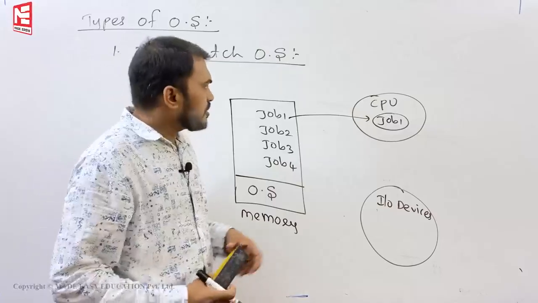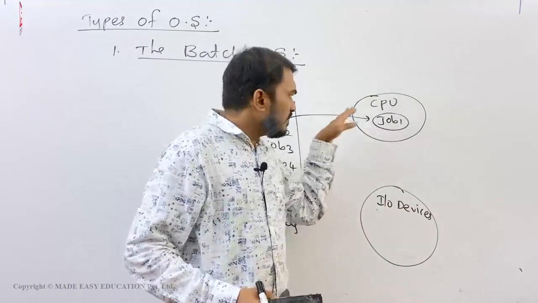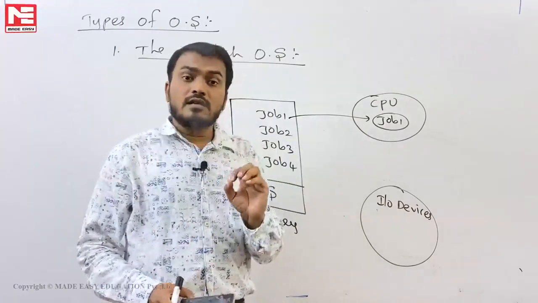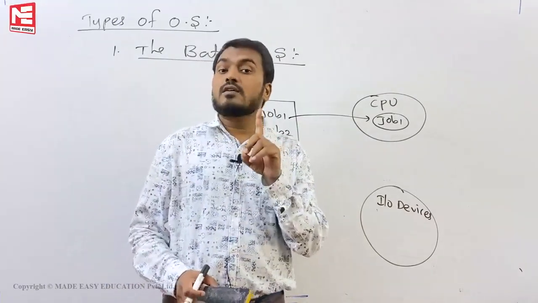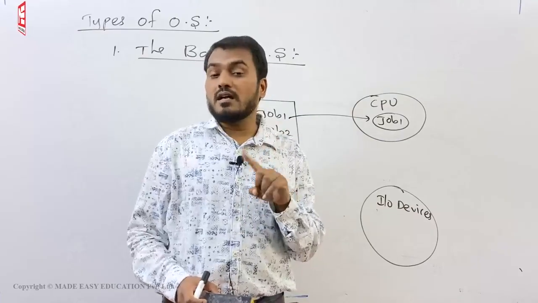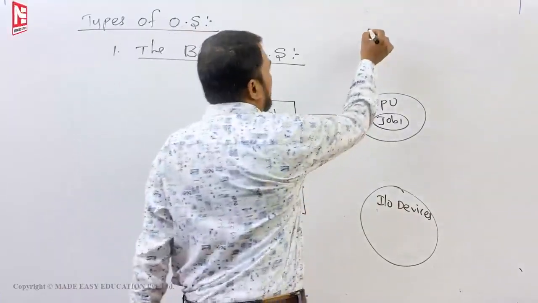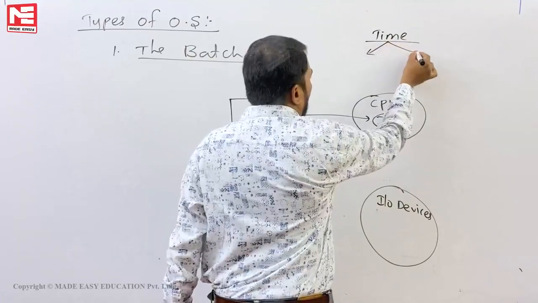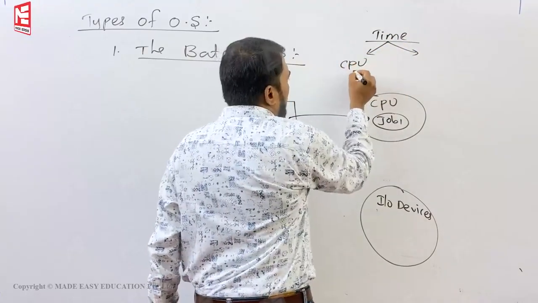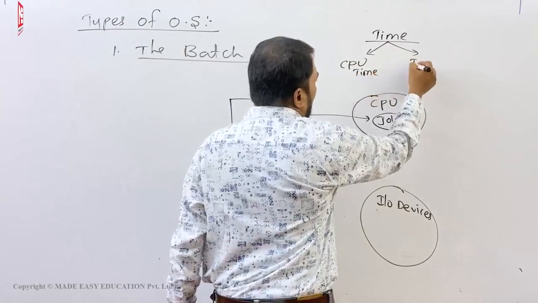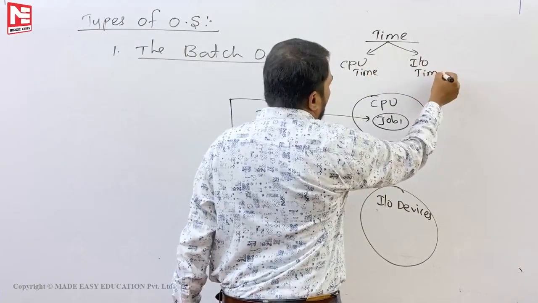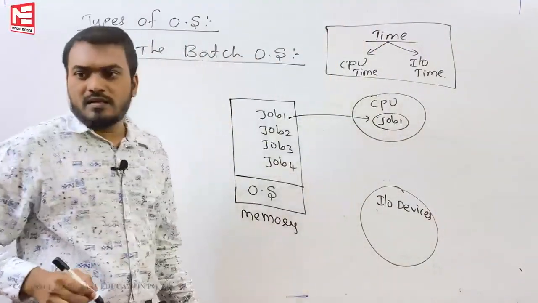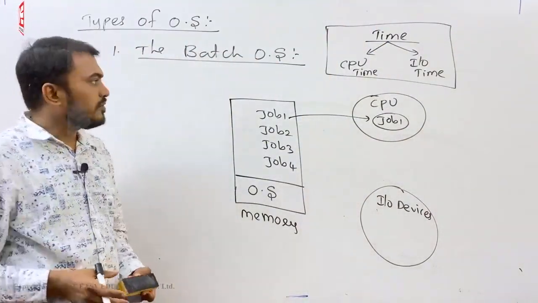Now remember, when you schedule job 1 onto the CPU, it keeps on executing instructions on the CPU. Remember, in order to complete any kind of job, the job generally requires 2 different times. Okay, note down, copy this. Time is categorized into 2 types: one is CPU time and the next is IO time.